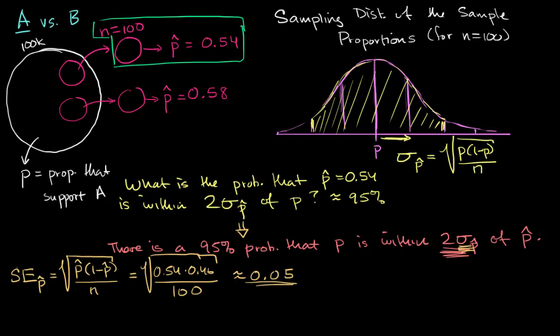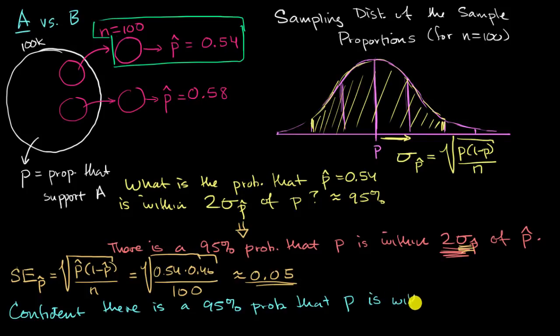So we can now say we are confident there is a 95% probability that our true parameter that we're trying to figure out, that we really want to know the answer to, is within 2 times the standard error of our sample proportion that we got. And what's 2 times the standard error? Well, our standard error is 0.05. So 2 times that is 0.1.